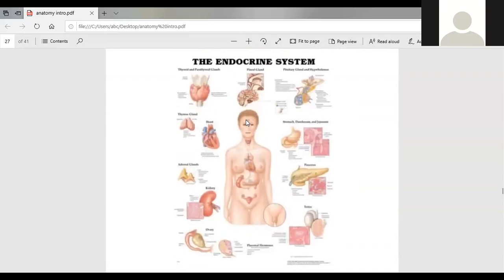Now the endocrine system. I will not elaborate much on the endocrine system because the endocrine system has many organs, as you can see. But the basic function of the endocrine system is producing hormones. And what do hormones do? Different hormones have different functions. So these are the different glands. I will explain the concept of a gland.